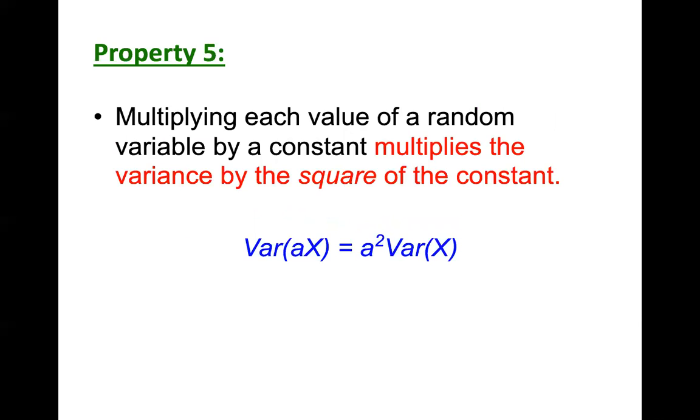Now, what happens when we multiply a constant? What happens to the variance is you actually square that constant and then multiply the old variance to get the new variance. Okay, so same question for number 5 as before.